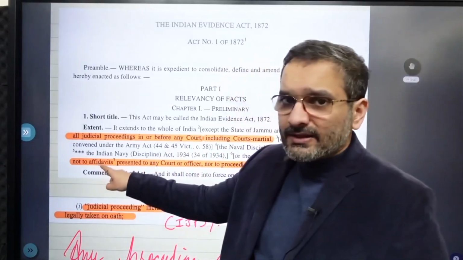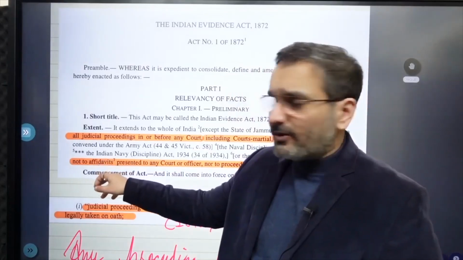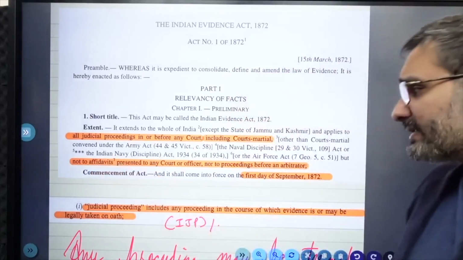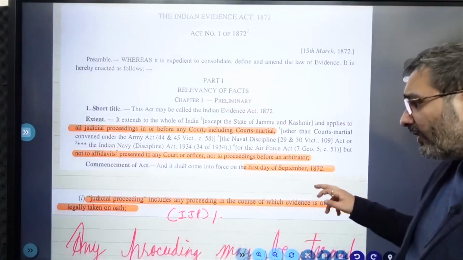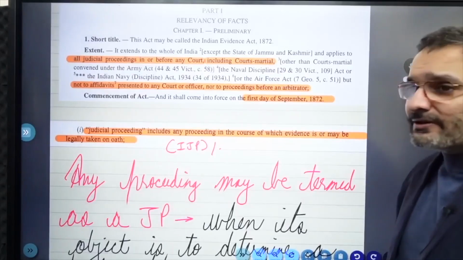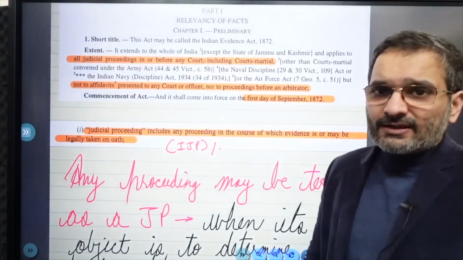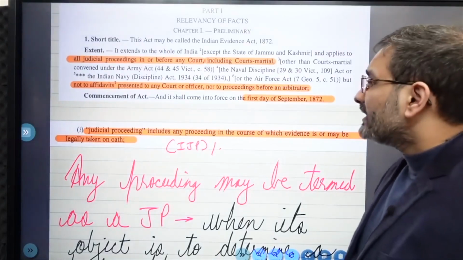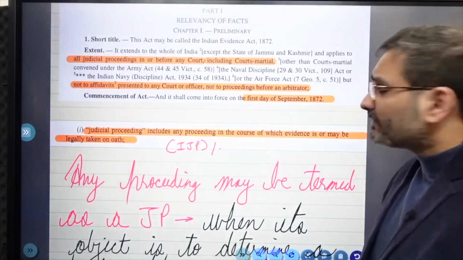Affidavit की spelling हमेशा is always a standard MCQ. आजकल law entrances पे बहुत ज़्यादा पूछते हैं. Affidavits presented to any court or officer, nor to proceedings before an arbitrator. So the Indian Evidence Act does not apply to affidavits or arbitrators. It shall come into the force on first day of September 1872.